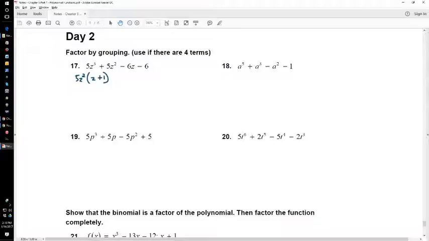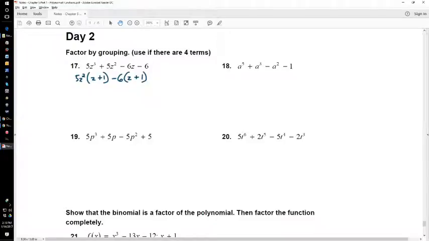Okay? All I did was divide 5 divided by 5 by 1, z cubed divided by z squared to get z, and so forth. For this one, I'm going to divide out the biggest thing I can, a negative 6. When I divide out a negative 6, I get a positive z and a positive 1. Okay?